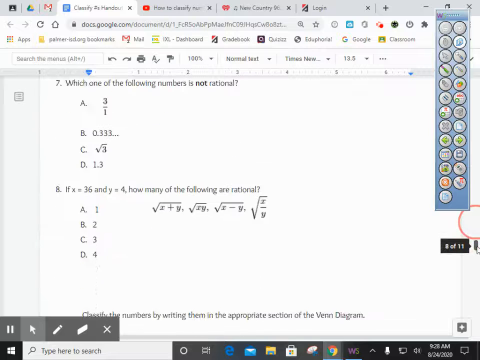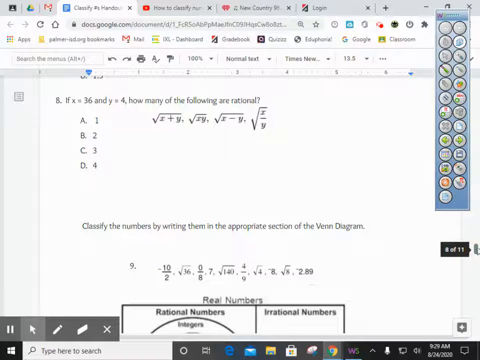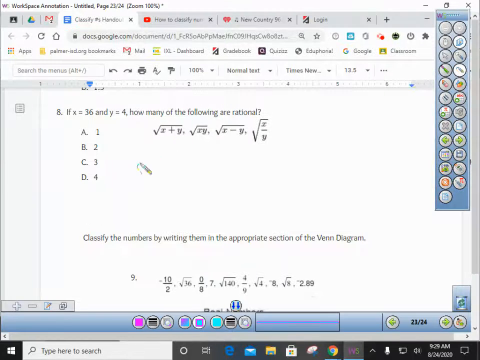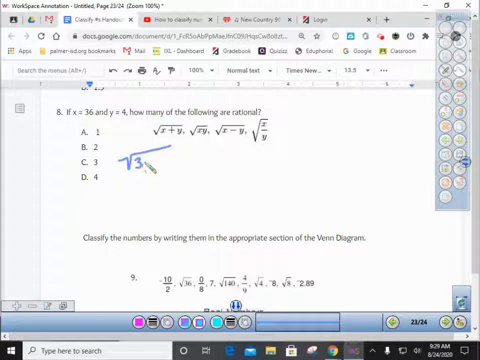And then if you keep going, look at number 8. Number 8 scares people every single time they do it. But if you read, it's really not that hard. If x equals 36 and y equals 4, how many of the following are rational? So if you look here, that says the square root of x plus y. What's x? 36. And what's y? 4. And 36 plus 4? It's 40. Is that rational? No.